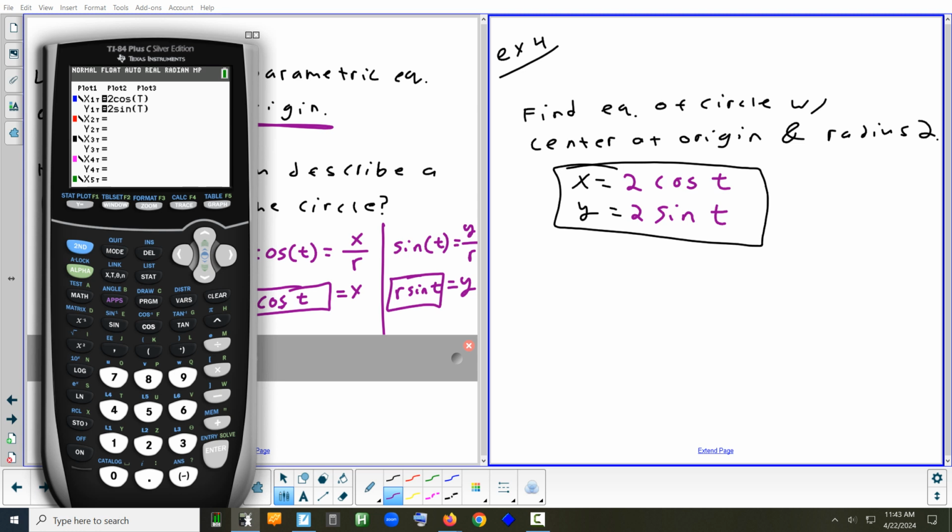All right, I'm in radians. Let me just hit graph and see how it looks. Not a circle. That's not a circle. It's the start of a circle. We just have to fix what we're doing.